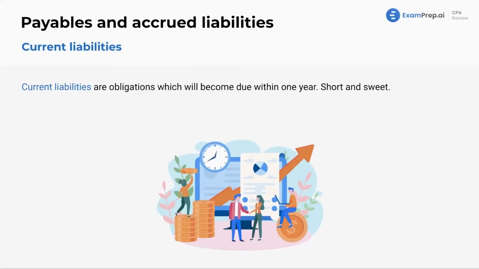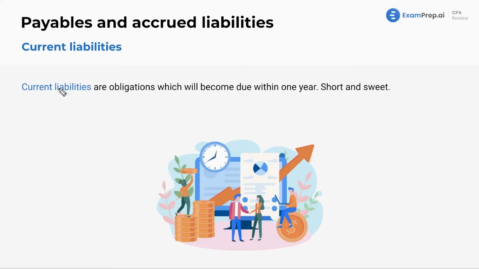Diving into our material here, we begin with current liabilities. Now, I kept this slide short and sweet, right? As you can see, current liabilities are those obligations which will become due within 1 year. For example, I've got a credit card bill due in 30 days. That's within 1 year. That is a current liability.